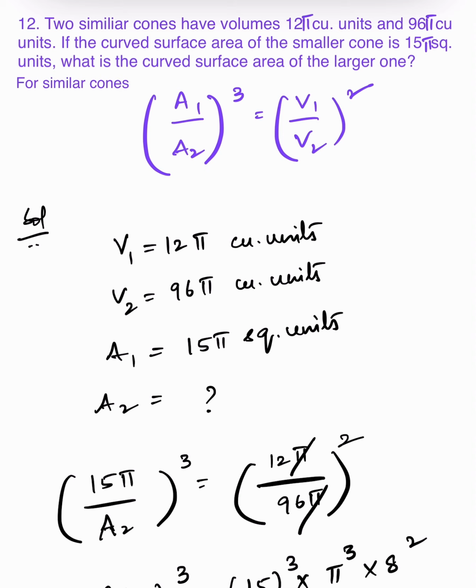So let us assume V1 and V2 and A1 and A2 as the volumes of the smaller and bigger cones and the areas of the smaller and bigger cones respectively. For similar cones, A1 by A2 whole cube equals V1 by V2 whole square. If one is the smaller cone, V1 equals 12 pi cubic units, V2 equals 96 pi cubic units, A1 is 15 pi square units, A2 is how much? Let us substitute these values in the above formula.